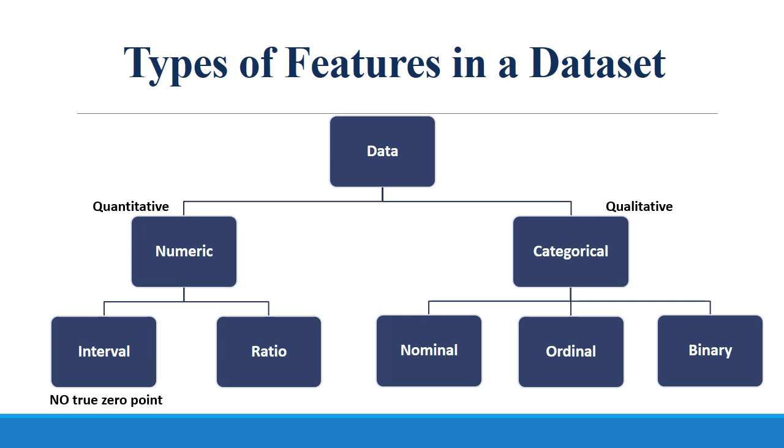While in the ratio, the difference is meaningful, and there is a true zero point. For example, weights in kilograms, distance in kilometers. Categorical data is divided into nominal, ordinal, and binary. In nominal data, there is no order. For example, your name, your eye color, your social security number. While ordinal data has an order. For example, educational degrees, satisfaction level, movie ratings. Binary data has only two values. For example, present or absent, approved or not approved.